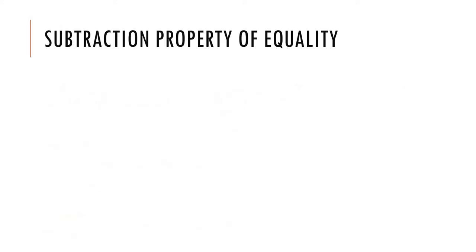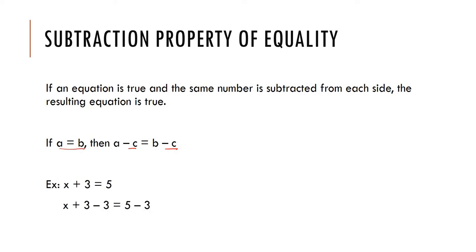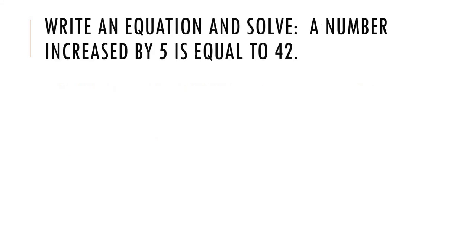Okay, the subtraction property, same as addition, except it says that if an equation is true and the same number is subtracted from each side, then the resulting equation is true. In notation, if A equals B and I subtract the same thing from both sides, they are still equivalent. And an example, so I'm going to subtract 3 from both sides, and I'm going to get an equivalent example. This should not be any surprise to you, so let's do a real quick one.